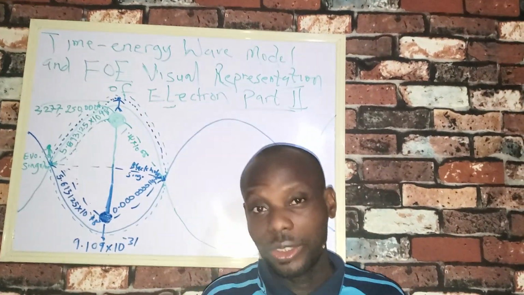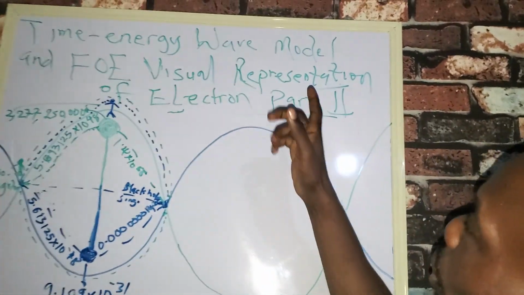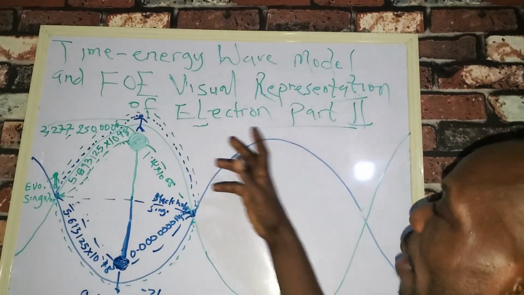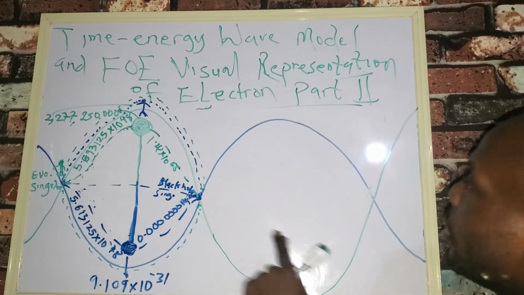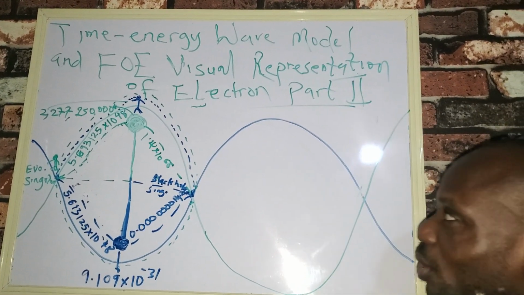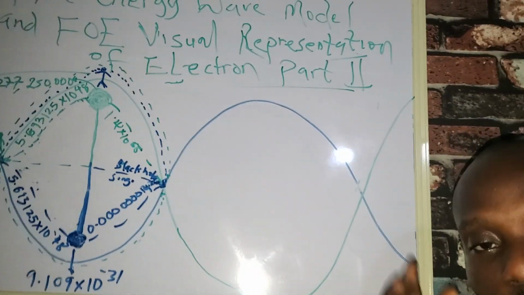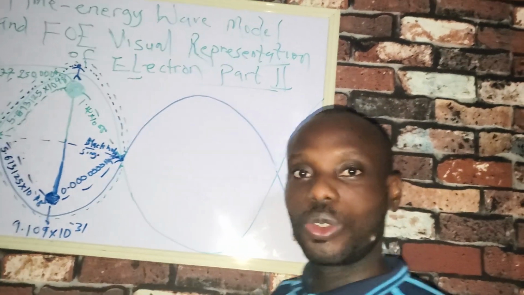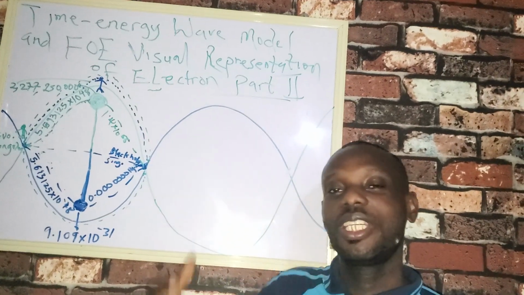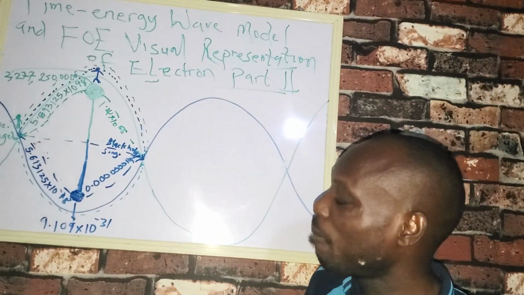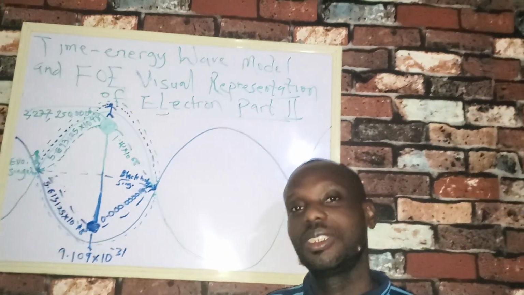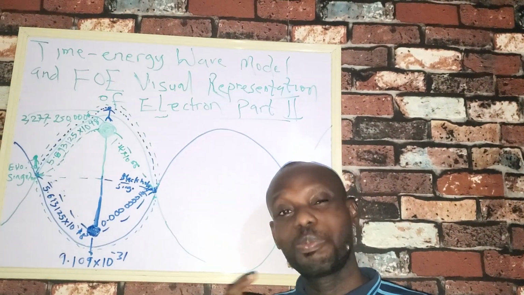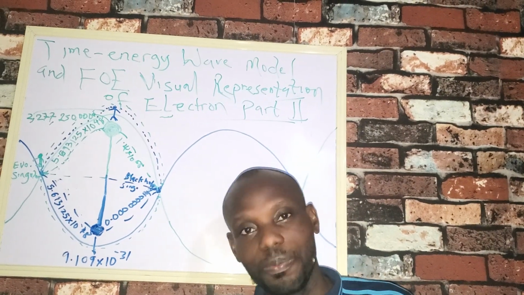Well, this is part 2 of the time energy wave model and FoE visual representation of the electron. So this is part 2. What I want to do in this part 2 is to expatiate on it. I want to explain the phenomenon of what is known as the speed difference factor.